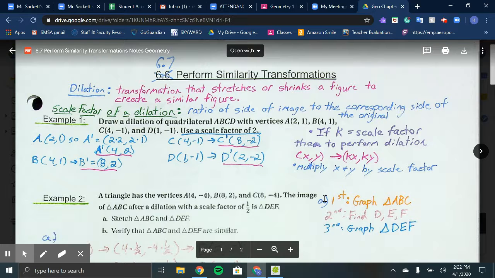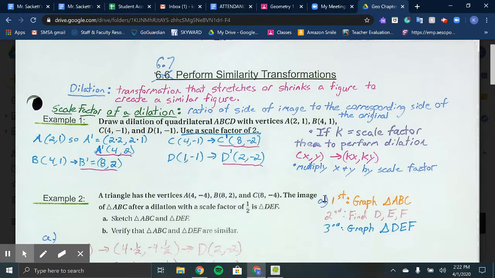Welcome to Geometry Lesson 6.7, Perform Similarity Transformations. So looking at similarity transformations, the main thing that we want to keep in mind is that transformations simply mean changing a shape, whether it's a reflection, a slide, shrinking, expanding, or so on.